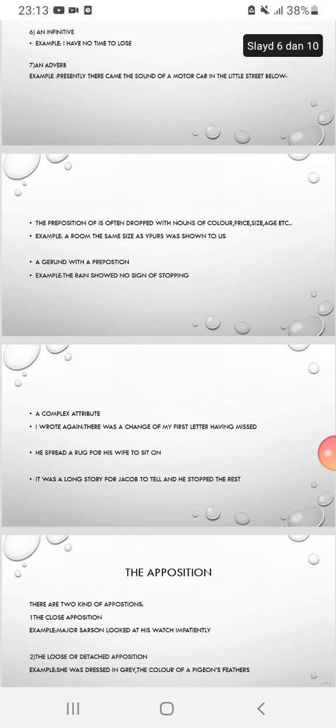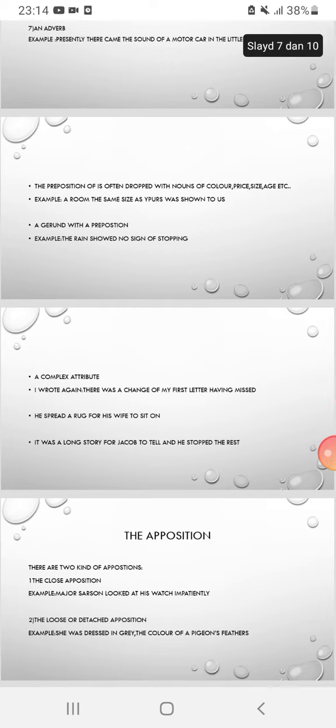A complex attribute. An attribute may be expressed by an infinitival or gerundial complex or a complex introduced by with. Example: I wrote again. There was a chance of my first letter having missed. He spread a rug for his wife to sit on. It was a long story for Jacob to tell, and he stopped the rest.